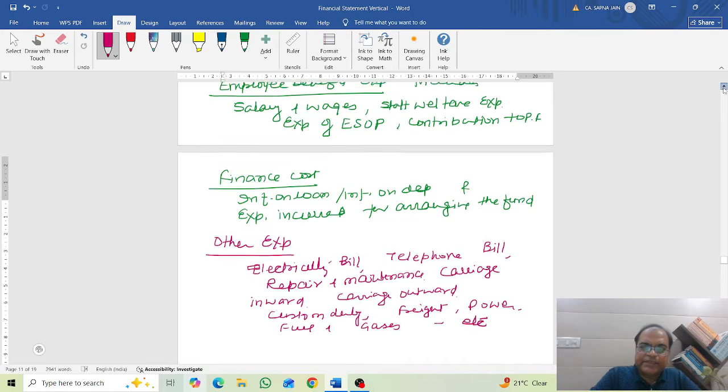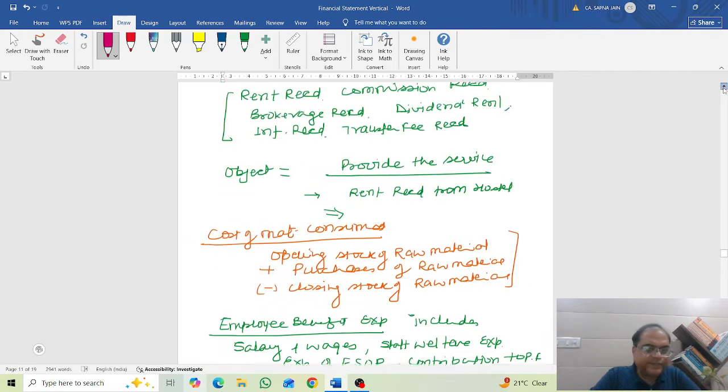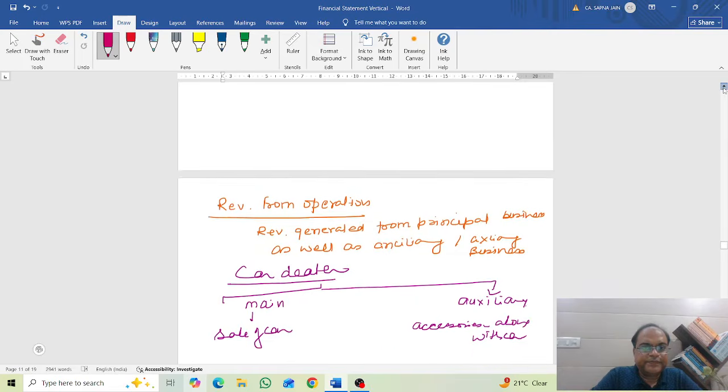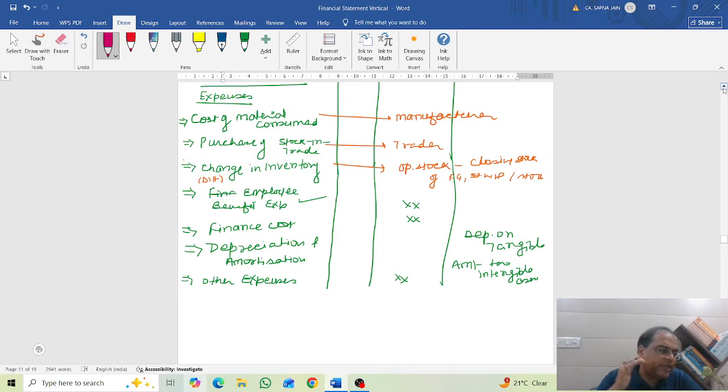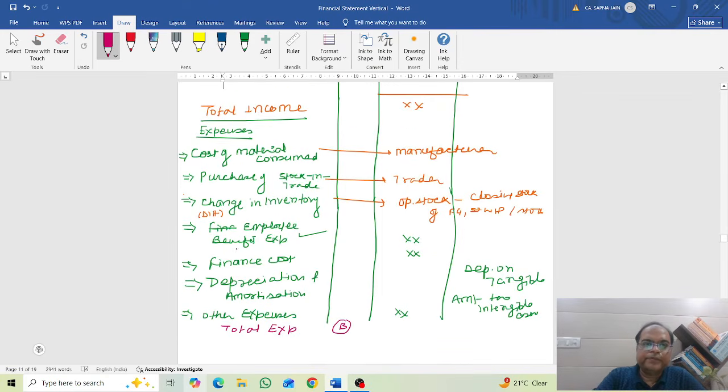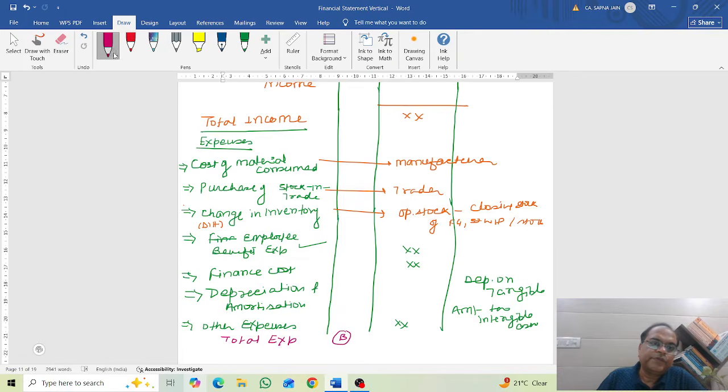Now the next item is, this is the last item. Inclusion of all 7 types of items is called total expenses. It's clear. So now, total income is called A and total expenses is called B.